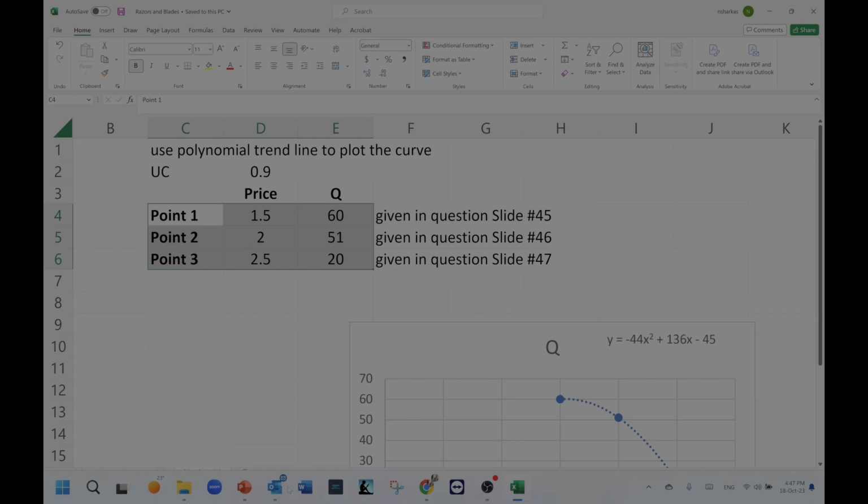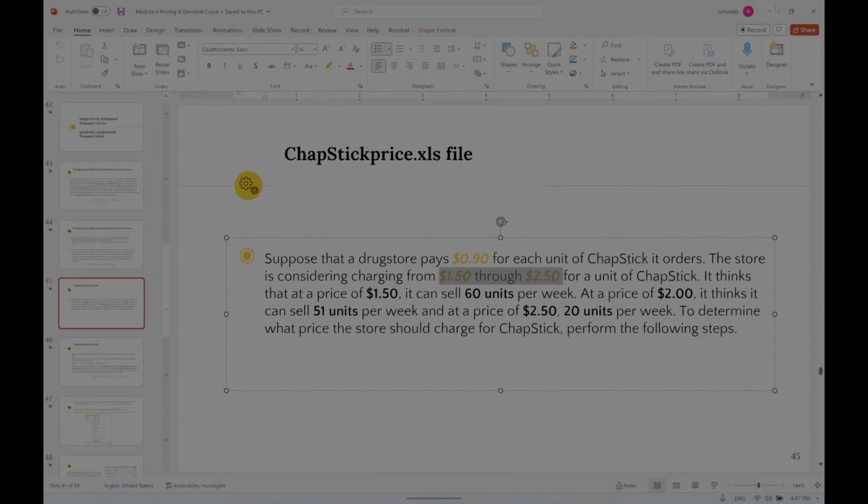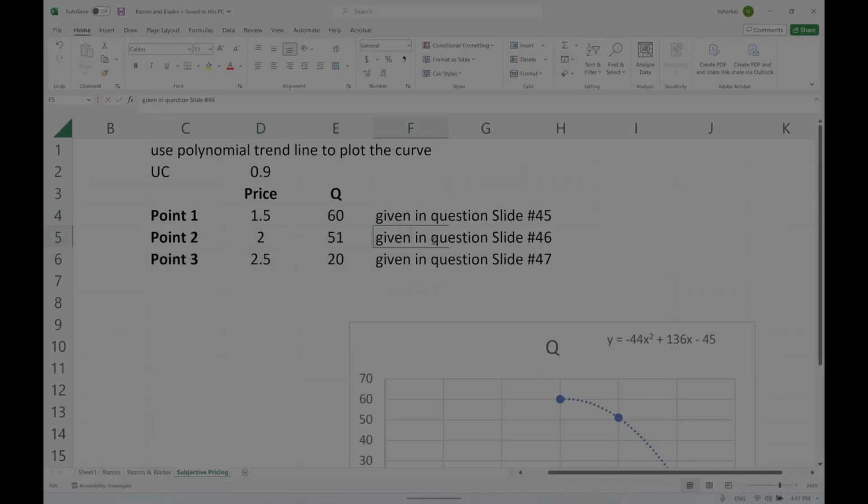Sorry, this is supposed to be slide 45. It's given in the question here on slide 45. Okay, so now we have these 3 points. What we are going to do is not select point 1, point 2, point 3. We also added this unit cost, which is 0.90.